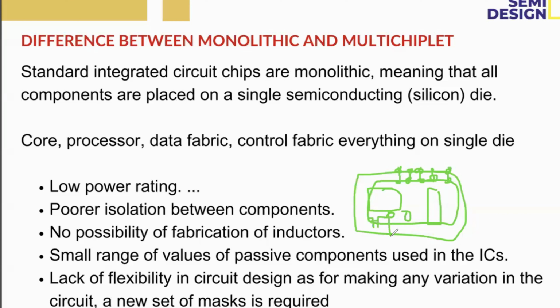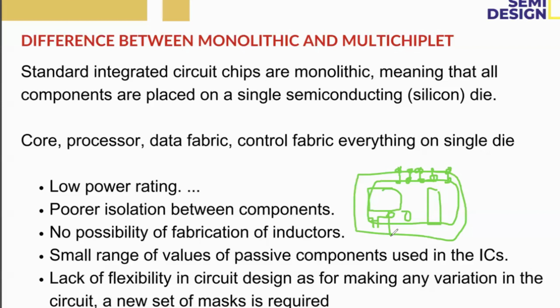So what are the advantages of monolithic? These are hybrid chips, so very simple to process. Using a single die, it is easy to manufacture. Did you all understand? It has low power consumption. Compared to the multi-chiplet, it has poor isolation, lack of flexibility, and a small range of values of passive components. So these are the disadvantages.